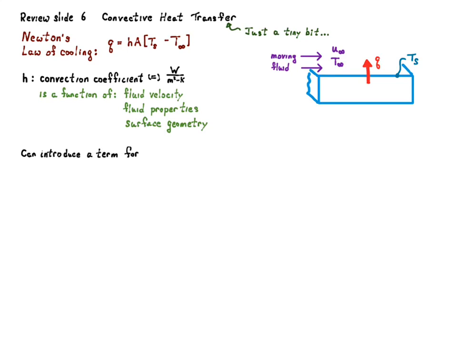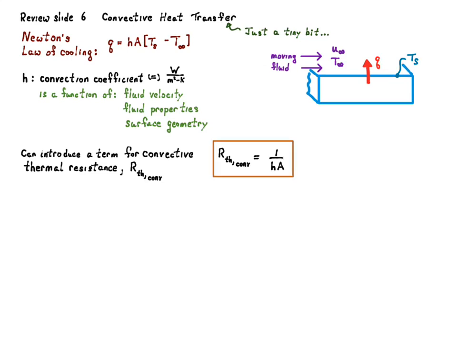Now, we're going to introduce a term for convective thermal resistance, and this is going to allow us to combine the convective heat transfer with conduction. And how we're going to define it is that the thermal resistance for convection is going to be equal to 1 over the product of the convection coefficient times the area of interest. And once we've written the thermal resistance in this manner, we can then rewrite Newton's law of cooling in essentially our electrical analogy, and this is going to allow us to combine it with Fourier's law.